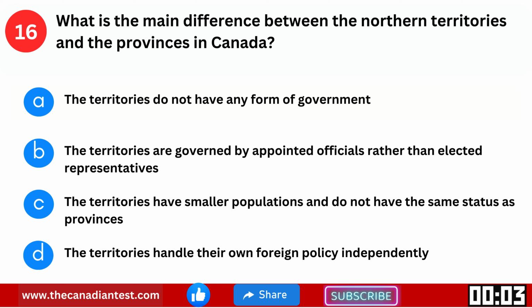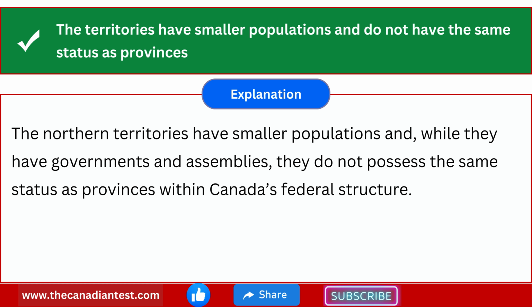The correct answer is the territories have smaller populations and do not have the same status as provinces. Explanation: the Northern Territories have smaller populations and, while they have governments and assemblies, they do not possess the same status as provinces within Canada's federal structure.